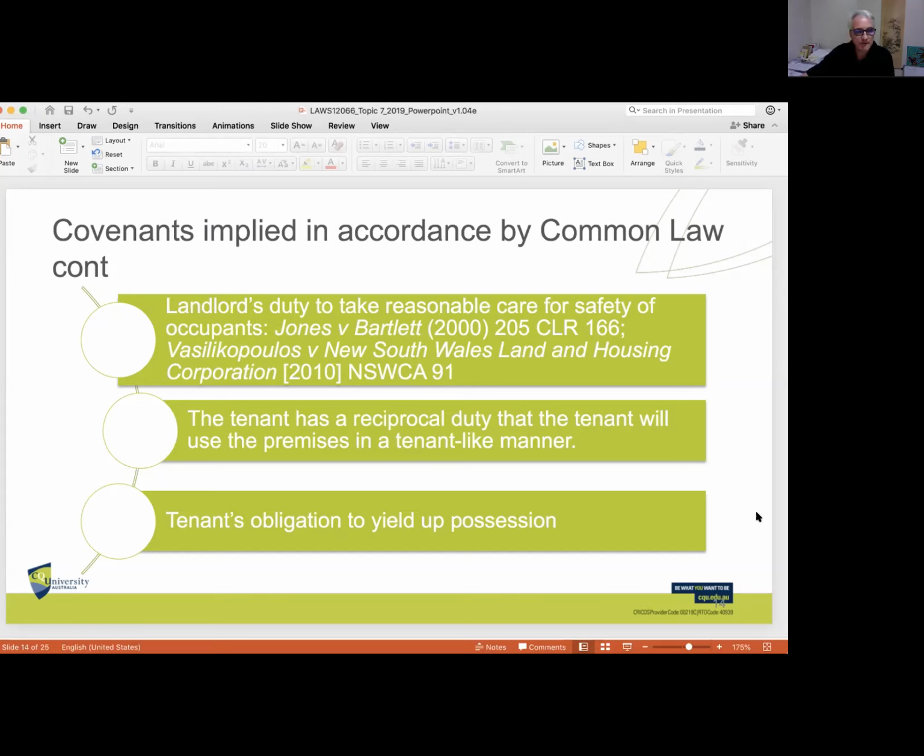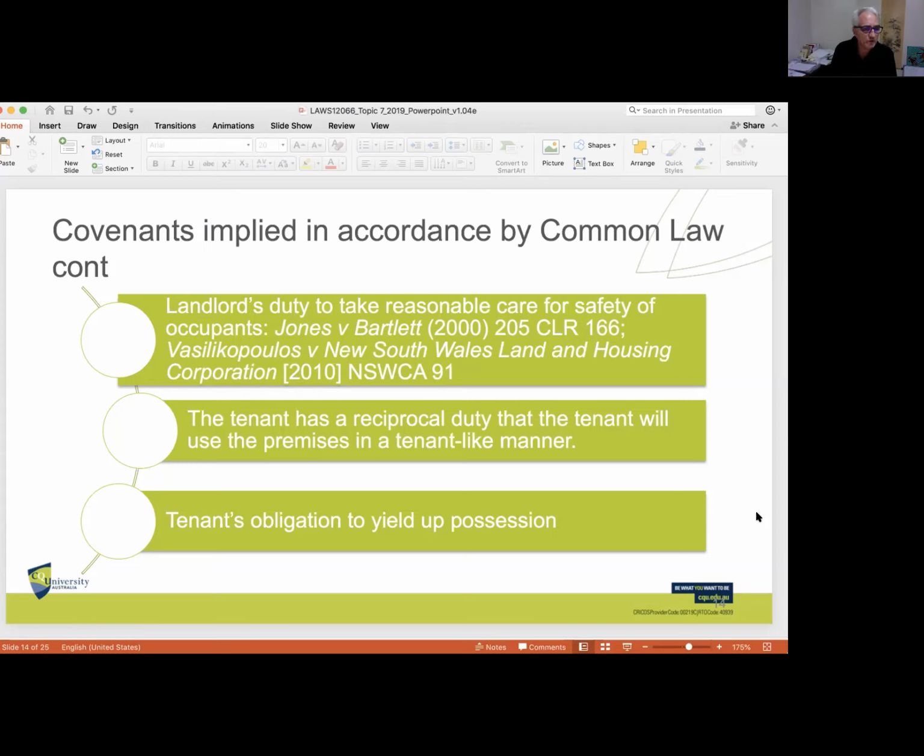Jones and Bartlett, which is a 2000 decision of the High Court, important in that regard. And you can see that partly that decision looked at that duty to the tenant, but also considered the nature of dangerous defects and duty of care obligations, both in terms of the tenants, the occupiers, and other people that came onto the premises. So have a look at the Jones and Bartlett decision in your casebook with regard to that.